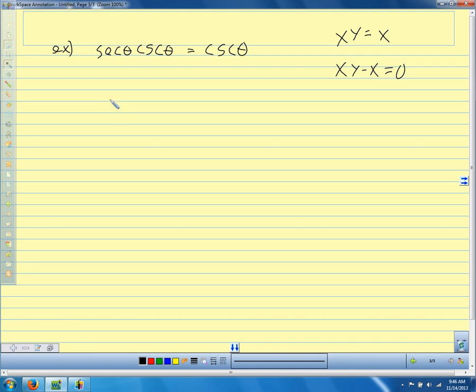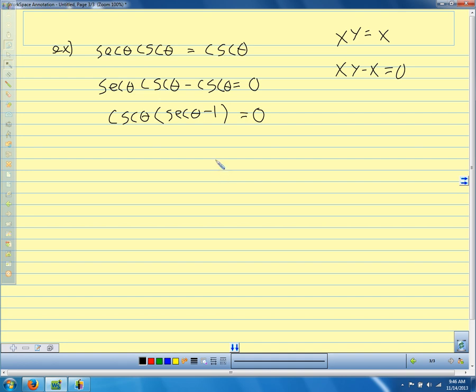So I get secant theta cosecant theta minus cosecant theta equals 0. Now what can we do? Here we pull out the x's, here we pull out the cosecants. So I'm going to factor out that cosecant theta. So cosecant theta times secant theta minus 1 equals 0, after I factor out that cosecant theta.